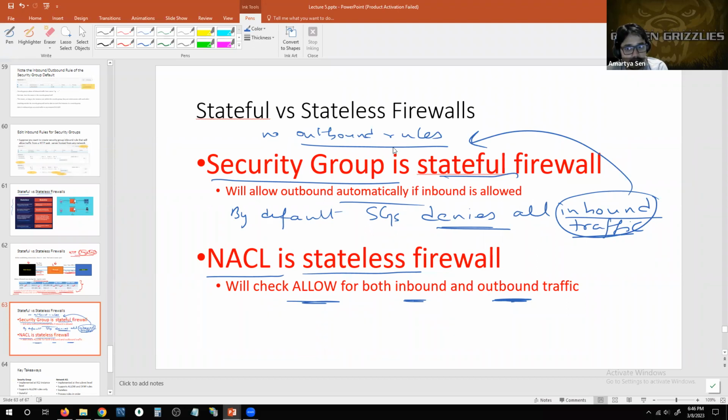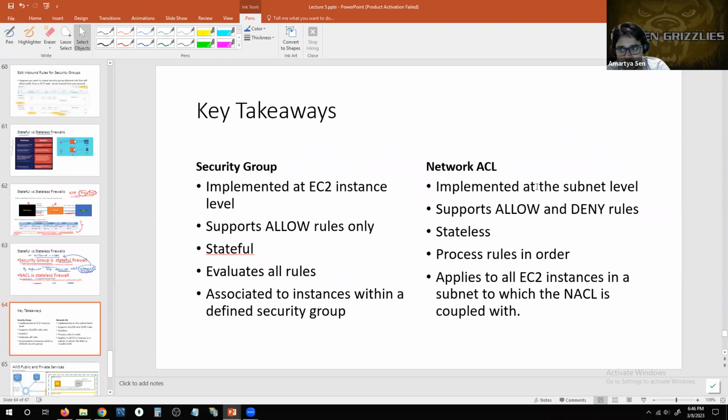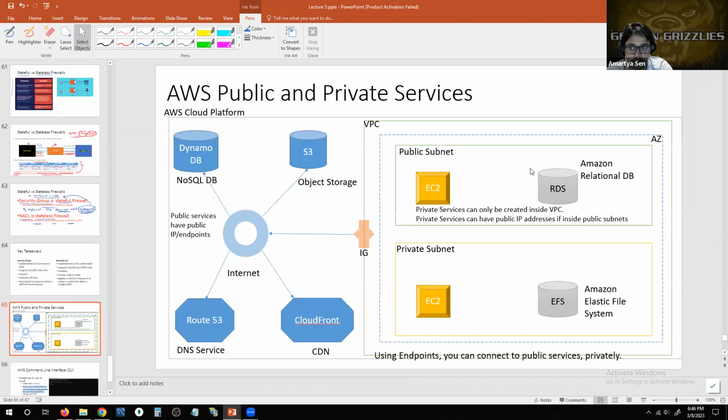But just keep in mind that if you do not explicitly specify anything about the outbound, and if you allow inbound traffic, then by default you are also allowing the outbound traffic when you are dealing with security groups, which essentially are a stateful firewall. That is essentially what you have to remember. Okay. And NACL always checks inbound and outbound traffic, regardless of what it is. So please read through this particular slide. Remember this, because these are the takeaways for understanding how security groups and network ACLs work. Conceptually, this is a very important distinction that you have to make sure you understand.